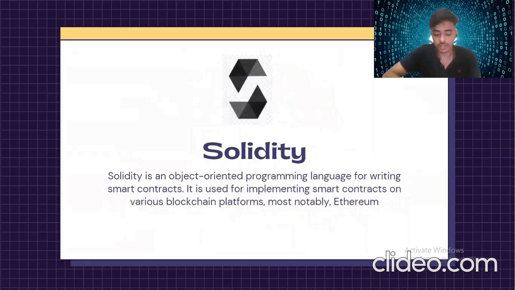What is Solidity? Solidity is an object-oriented programming language for writing smart contracts. It is influenced by C++, Python, and JavaScript. So if you know a bit of those, you can easily start to learn Solidity. It is used for implementing smart contracts on various blockchain platforms, most notably Ethereum.